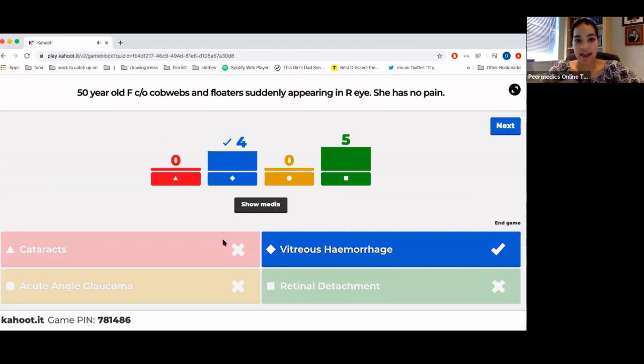So this is a difficult one again. If we go through the characteristics, cataracts don't really tend to get the cobwebbing, and it's not sudden, it's quite a gradual picture. Acute angle glaucoma is a sudden picture, but there's no cobwebbing, and there's also quite a lot of pain with it. And then retinal detachment, you should have no pain, but I think the cobwebbing is more characteristic of vitreous hemorrhage, and again, they'd probably give you a picture with it.